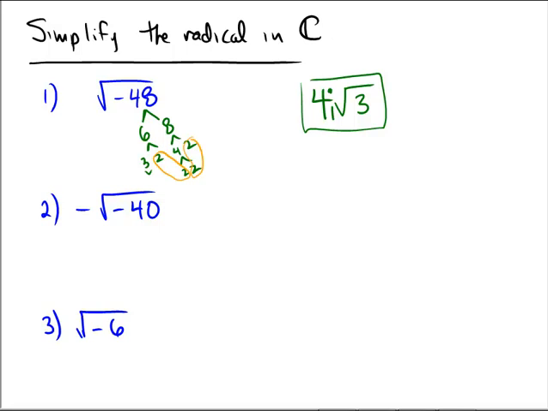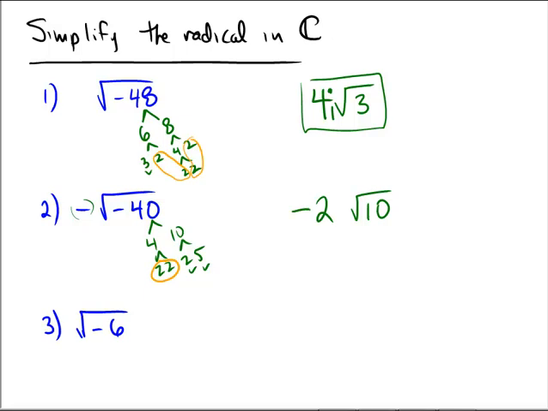Second example, 40 breaks down into a 4 times a 10, which would be a 2, 2 and a 2, 5. Notice there's a pair of 2's, so as I simplify this radical, the 2 is going to escape from prison. 2 and 5 are going to be left in prison, so we're going to put a radical 10 there. There was a negative out in front of the entire thing, so we don't lose that.